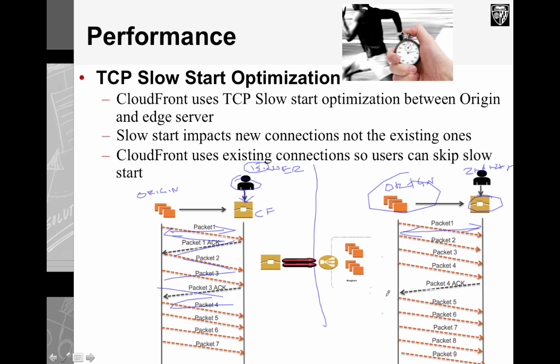The point I'm trying to make is by having TCP slow start optimization and Keep Alive connections, CloudFront can actually serve content to the second, the third, the fourth, the subsequent users much faster. Once again, using TCP slow start optimization to improve performance of serving content.